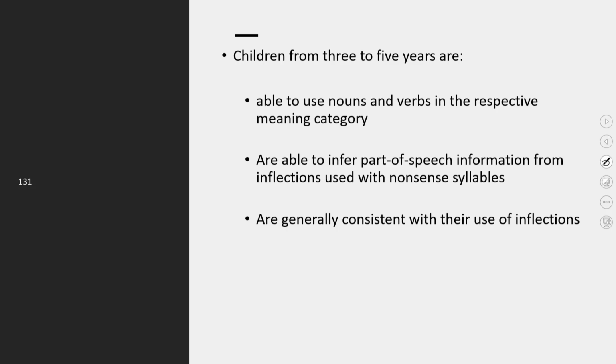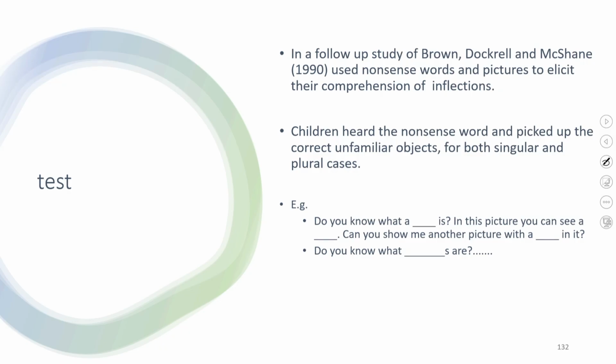So, they arrive at this idea a little later than 3 years of age, and around that time they are also able to infer part of speech meaning, which is the noun, which is the verb, depending on the inflection that is utilized. They are able to point out the object in real life. This has been studied using nonsense syllables, and they are also generally consistent with their use of inflection. So, they figure out what is to be used where and they get the flow.